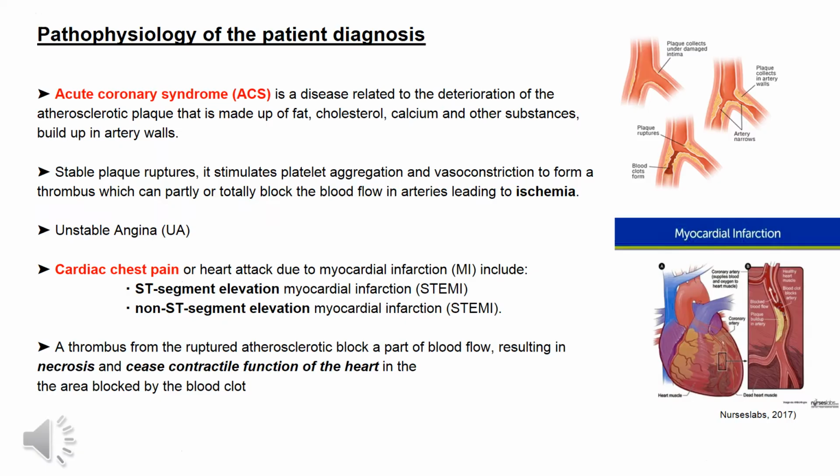Acute coronary syndrome is a disease related to the deterioration of the atherosclerotic plaque that is made of fat, cholesterol, calcium, and other substances, which all build up in artery walls. Once the unstable plaque ruptures, it stimulates platelet aggregation and vasoconstriction to form a thrombus, which can partly or totally block the blood flow in arteries, leading to ischemia.